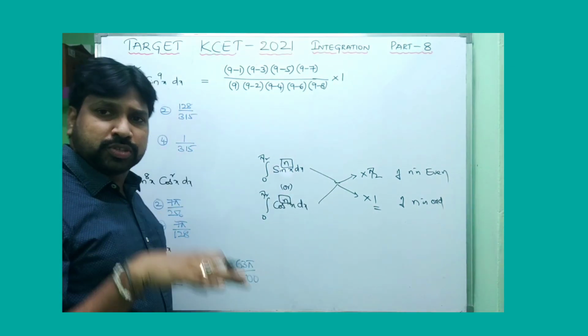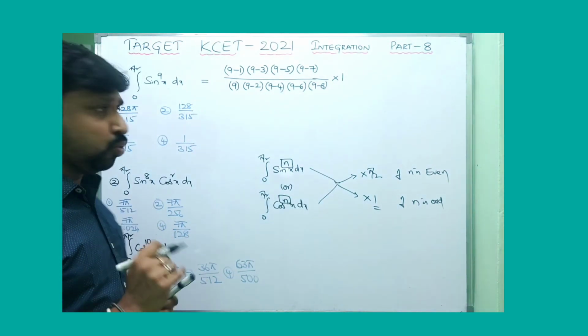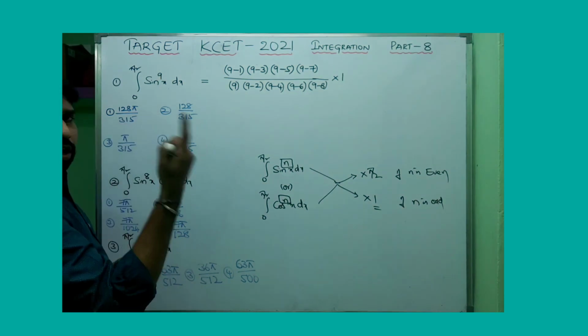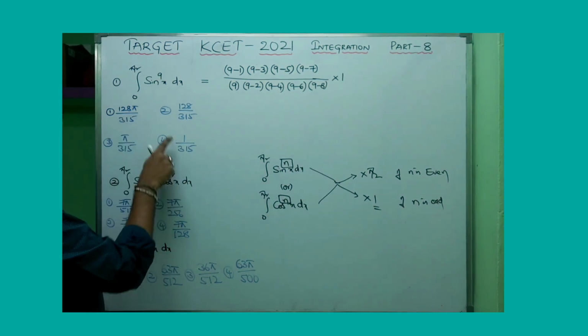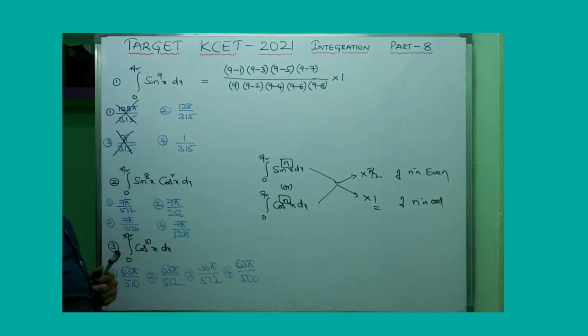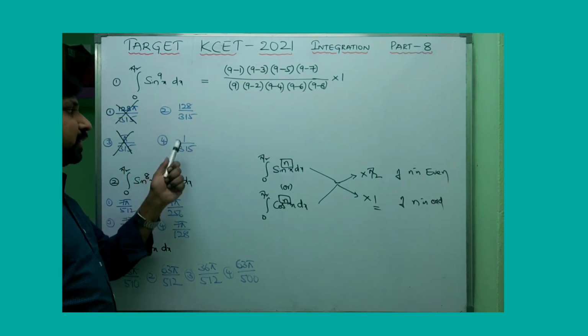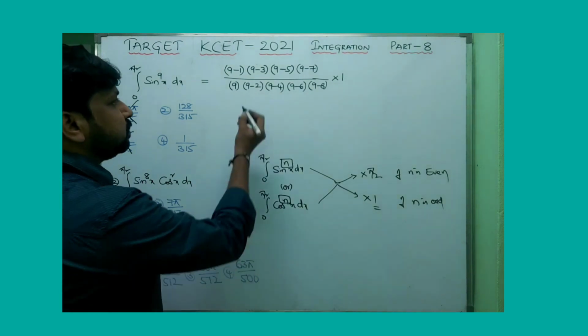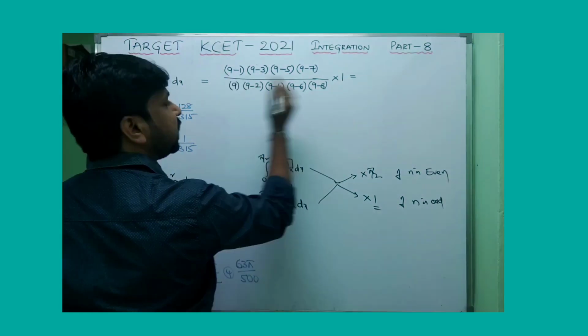Actually, before you even start the sum, you can eliminate two options. Why? Because 9 is an odd number, so automatically pi-related answers you are not going to get. So clearly the first option and third option will be wrong answers. Your answer will be either the second or fourth option. Now try to simplify this answer. It's a very easy calculation.